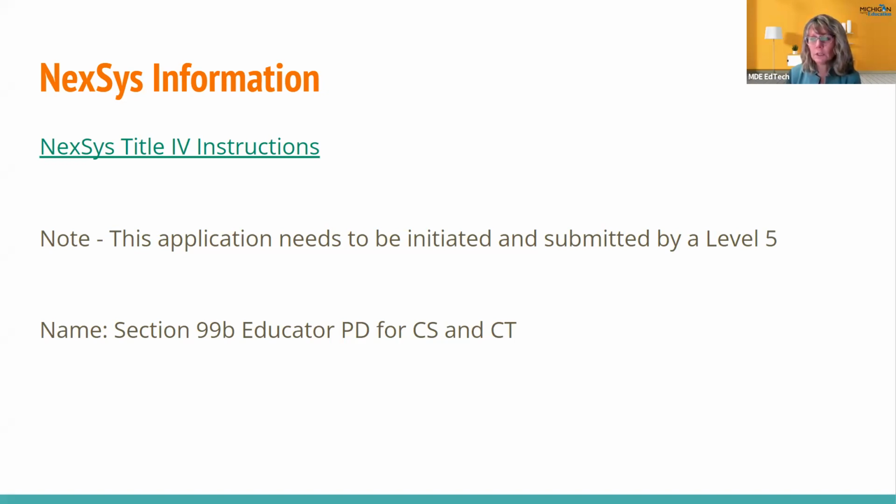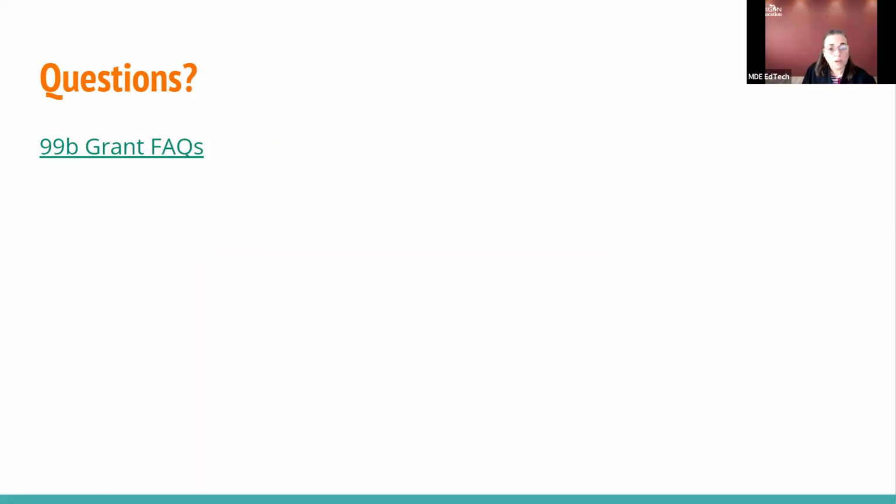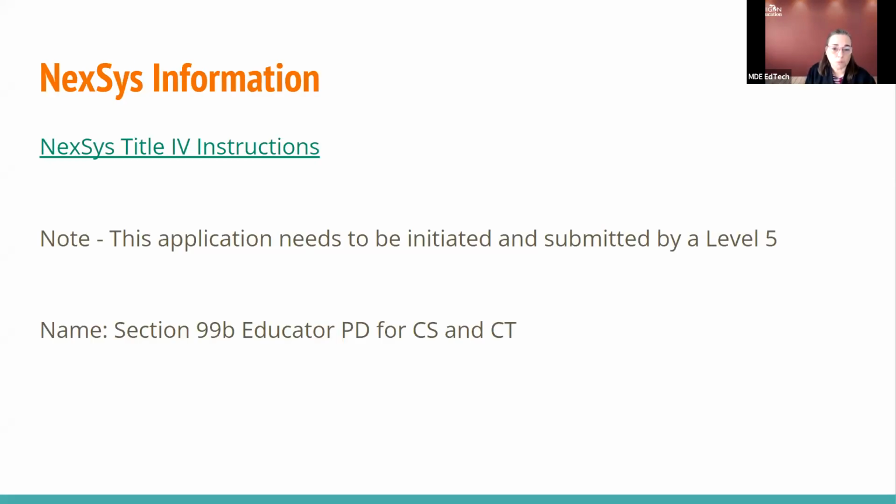When you're looking for it, it's called Section 99B, Educator PD for CS and CT. So you get a little bit of a shortened form there. One thing I will also note, if you're watching this and you're going level 5, I don't know what that means. That typically means that it's your superintendent and or your business manager. It might be somebody else within the district, but I would say the typical district, those are the 2 positions that hold the level 5 access.